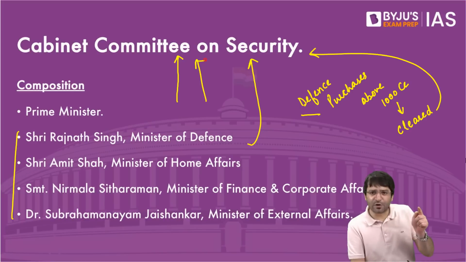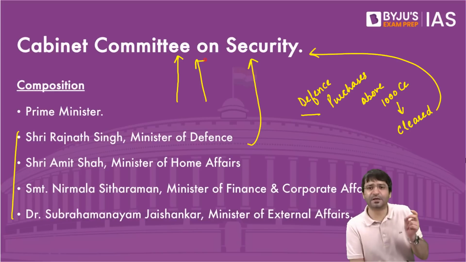These were the 6 cabinet committees which were in operation from 2014 to 2019. Cabinet Committee on Accommodation, Appointments Committee of the Cabinet, Cabinet Committee on Economic Affairs, Cabinet Committee on Parliamentary Affairs, Cabinet Committee on Political Affairs, and Cabinet Committee on Security.